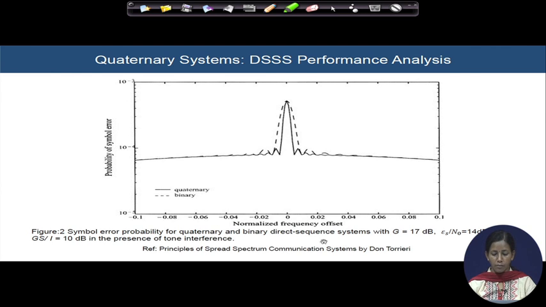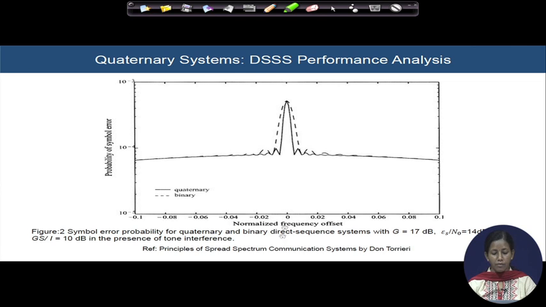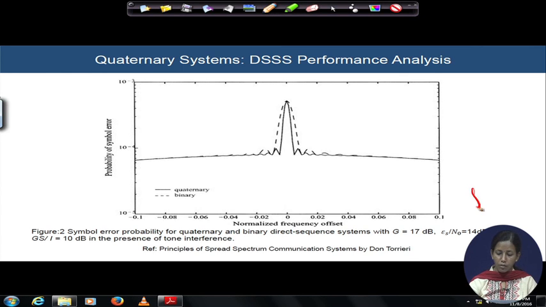With this consideration, the simulation was done when the gain is equal to 17 dB, the signal energy to noise power spectral density is fixed at 14 dB, and the signal to interference power is considered to be 10 dB. Tone interference is present and f_D is considered to be 0. That means tone interference is present exactly on the center frequency of transmission. What we are varying now is the normalized frequency offset. If it is exactly 0, then both of them will have the exact same performance.